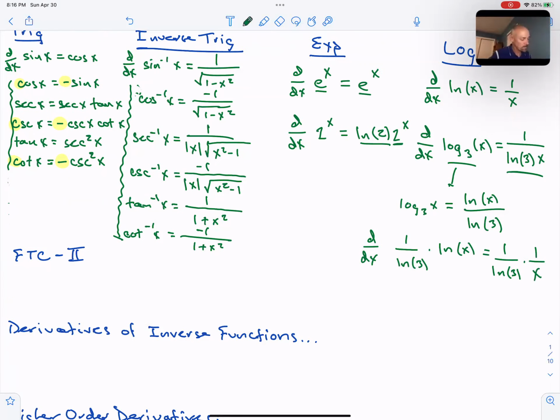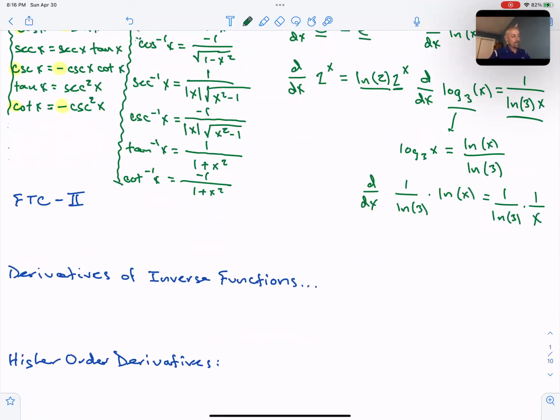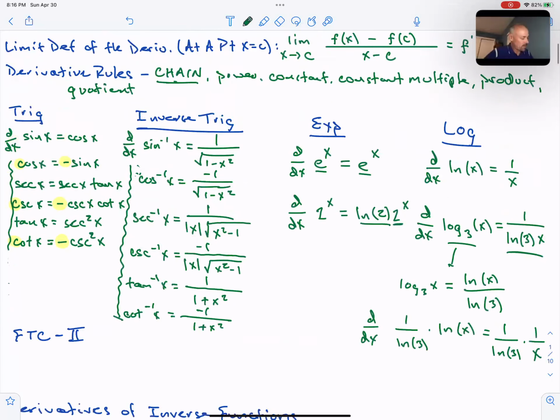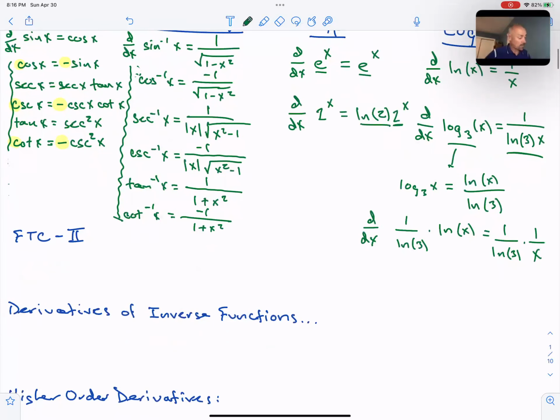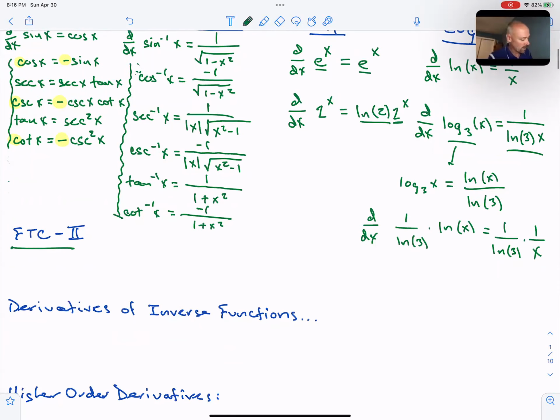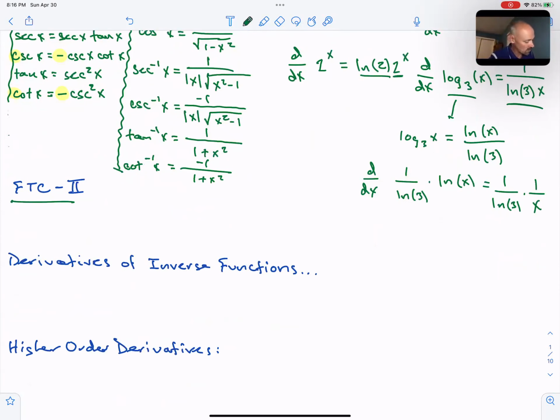Okay. All right. And then later on, after we started talking about integrals, we learned that there is another way we can find derivatives, or actually we can find derivatives now of a new kind of family of functions. And those are functions that are defined as definite integrals. So that's FTC part 2. What does it do for us? It helps us find derivatives.